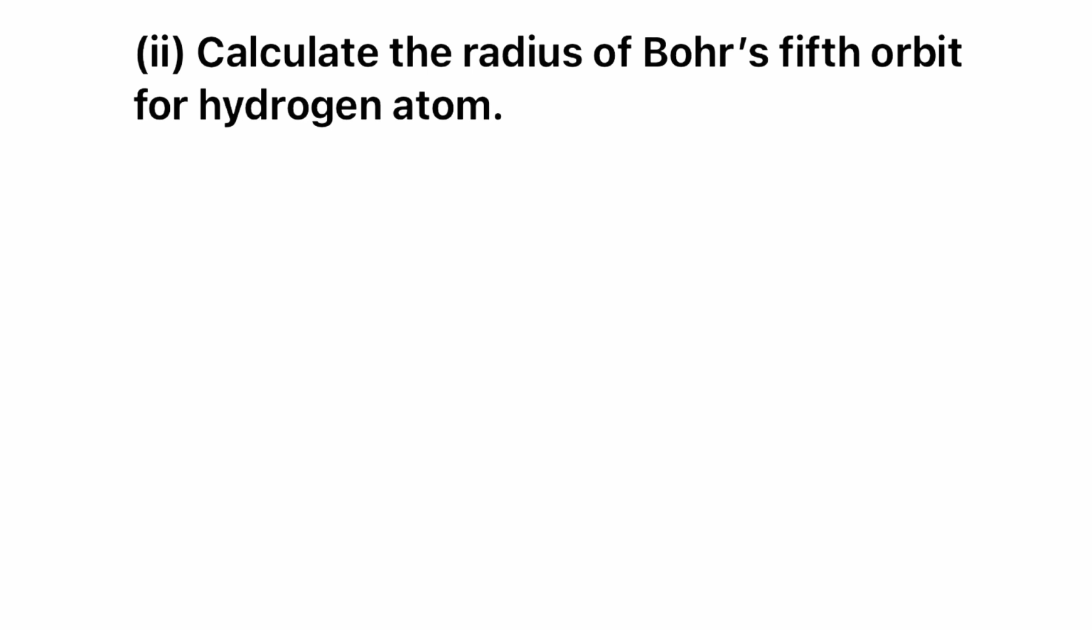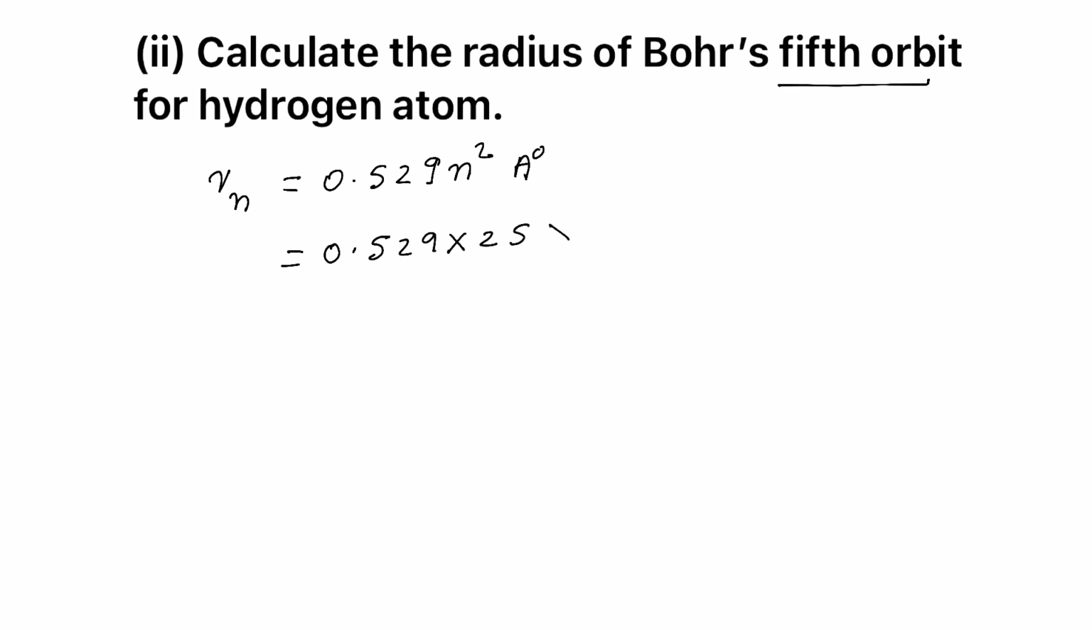You know the direct equation is there. What is that? Radius of the nth orbit is equal to 0.529 n square Armstrong, right? Correct? Now what is n here? Fifth orbit. Finish, right? 0.529 into 5 square means 25. Armstrong means what? 10 raised to minus 10.